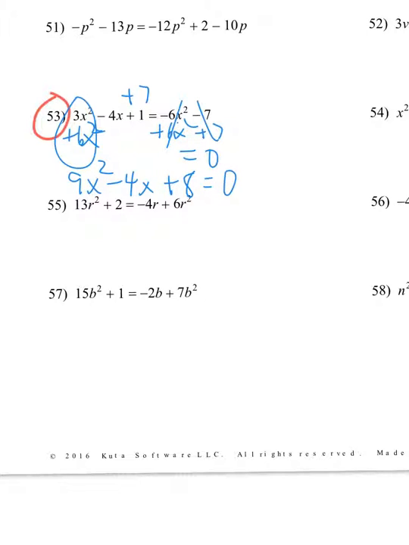So I've got that in that ax squared plus bx plus c equals 0 form. Let's write down what our a, our b, and our c is. So a is 9, b is negative 4, and c is 8.